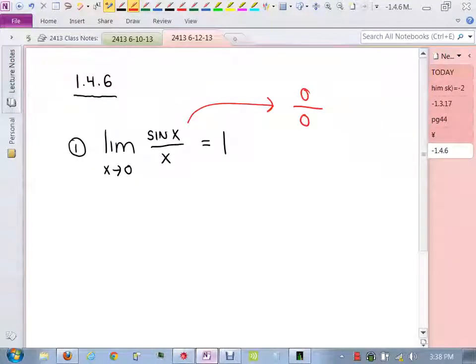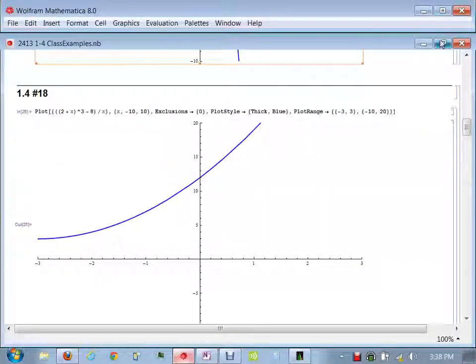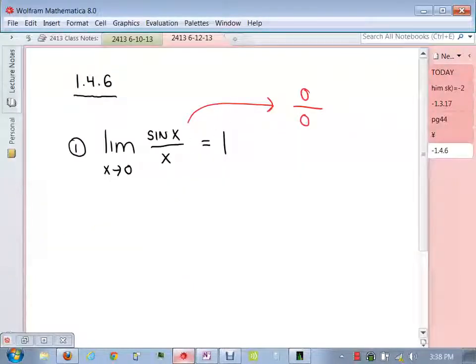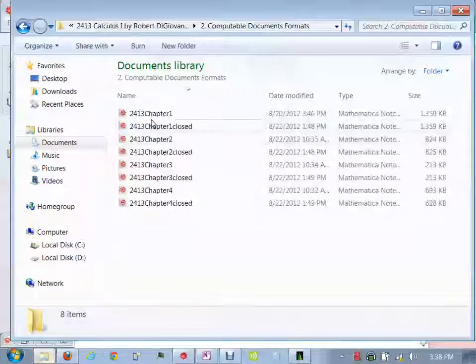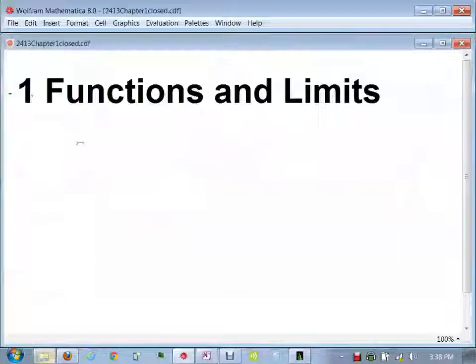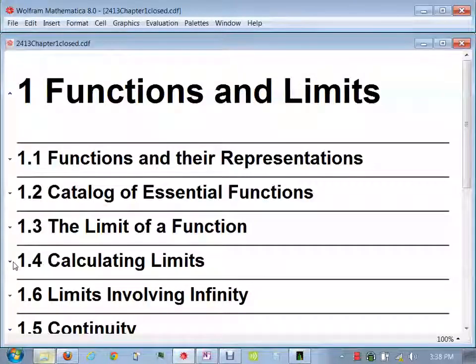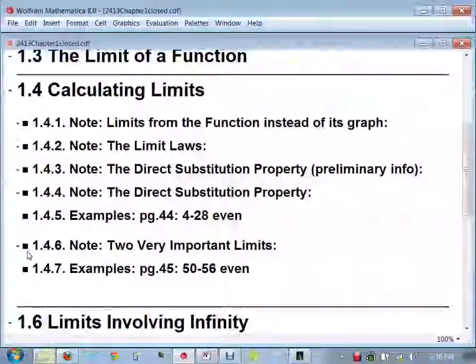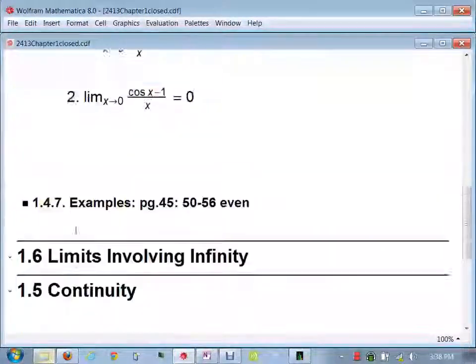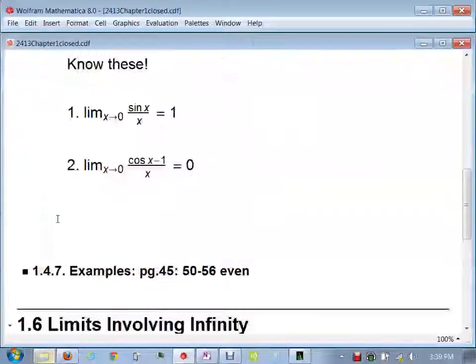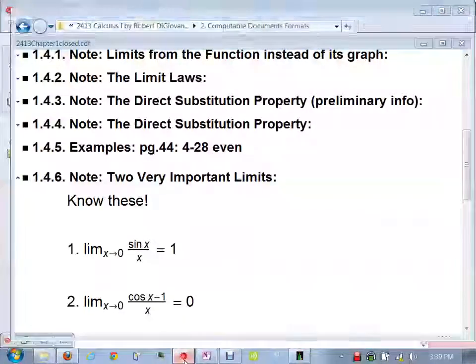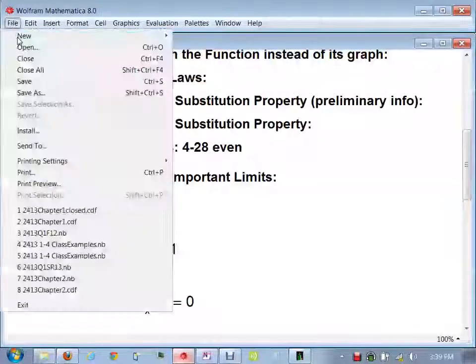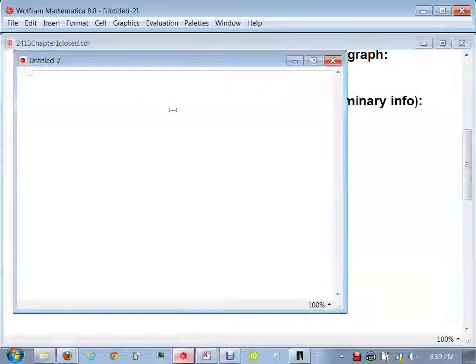Now, if we look at the graph, I don't think I have the graph. Well, actually, I think it was in your lecture notes, to tell you the truth. Yes? Did someone say yes? What section is this? 1.4? Two very important limits. I thought I had the graph in here. Oh well. I don't have the graph. How satisfied are y'all? I don't want to overkill here.